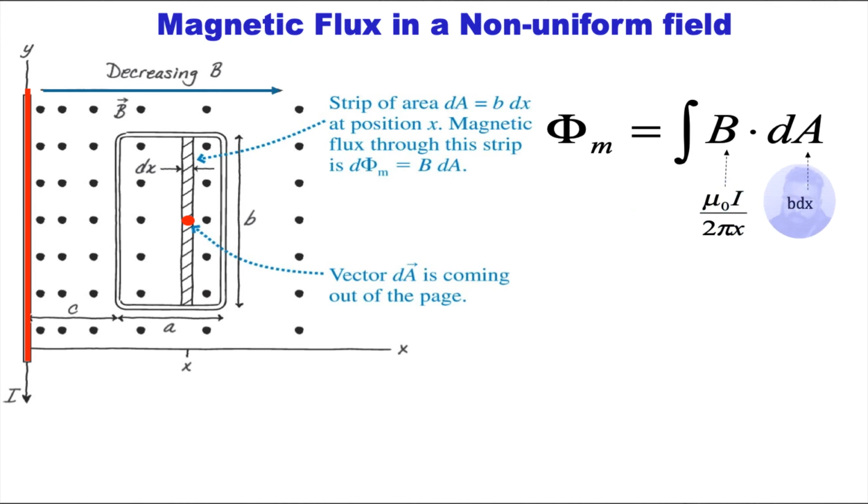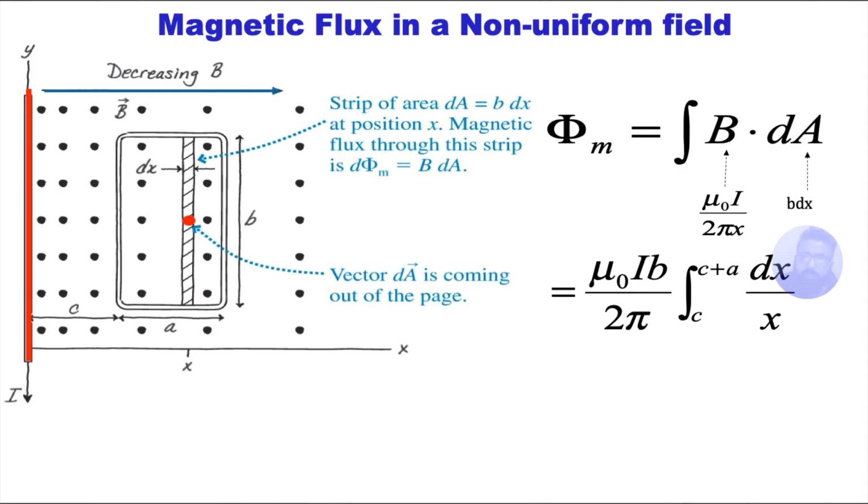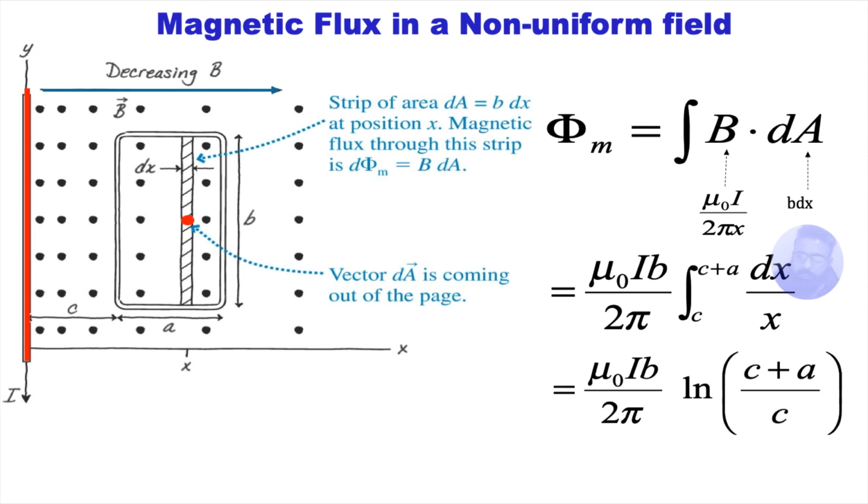x. And our differential area element is b, which is the height of the loop, times the differential length element dx. We can do this integral. The integral of 1 over x is just the log of x, and then we plug in the limits. We start our loop at distance c away from the wire, and then we end the loop at distance c plus a away from the wire. And so we've computed the magnetic flux going through that loop.